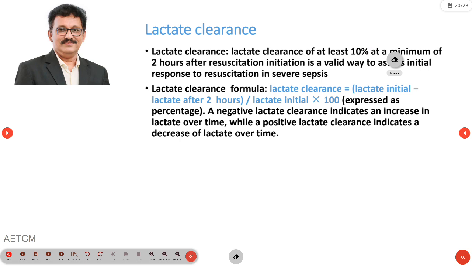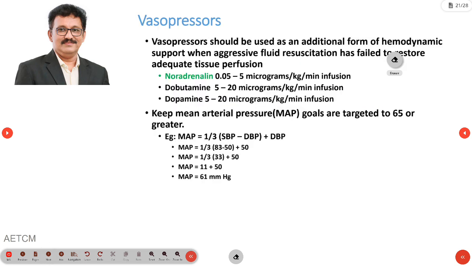You can calculate the lactate clearance as initial lactate minus lactate after 2 hours, divided by initial lactate, into 100. That gives the value of lactate clearance, and if it is more than 10%, then it's a good clearance. The patient is improving in at least internal organ circulation. Then if the patient is not improving with your fluid resuscitation 30 ml per kg we have learned, then you have to go for vasopressors like noradrenaline.